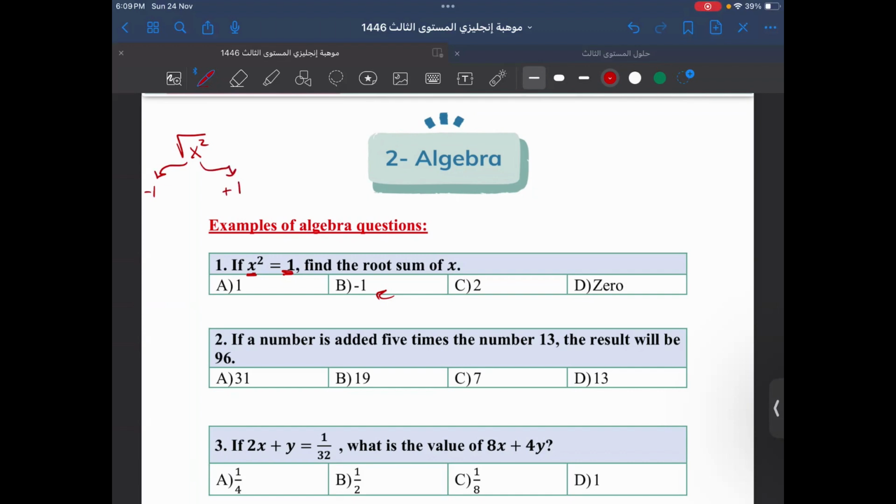Okay, so if I'm going to write it in another way, plus and -1, right? So these are the roots of x. But here they are saying the sum. So I have +1 and -1, so I want to see the total of them. So what's the answer going to be? 0. 0, exactly. So in any number, if they're asking about the root sum of this number, it's always going to be 0.